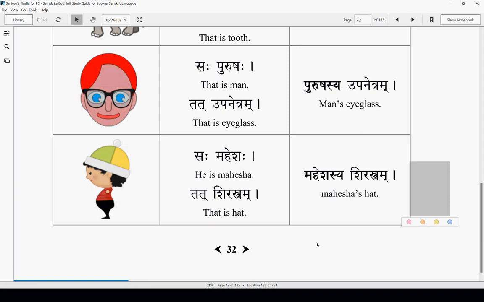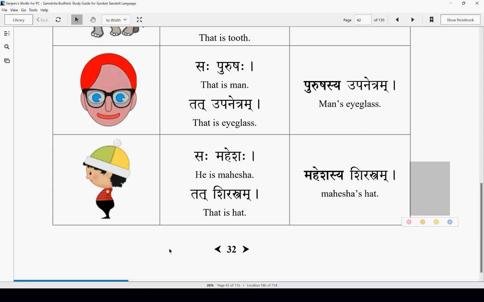Shirastranam means what? Tranam. Maybe you have heard Padatranam. What is Padatranam? Shoe. But why is it called Padatranam? It protects the feet, Pada. So Tranam is something which protects. It doesn't need to be hard or soft. Something which protects the pada. Similarly, Shirastranam is something which protects the head.